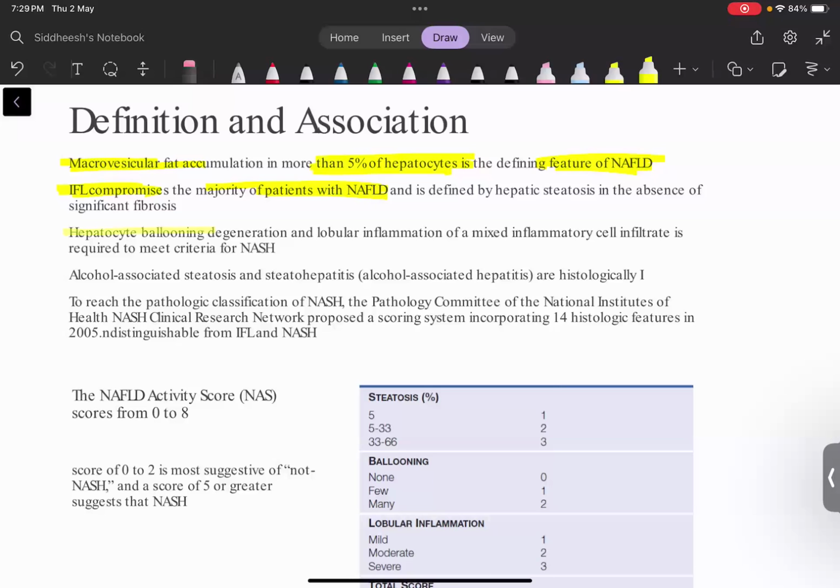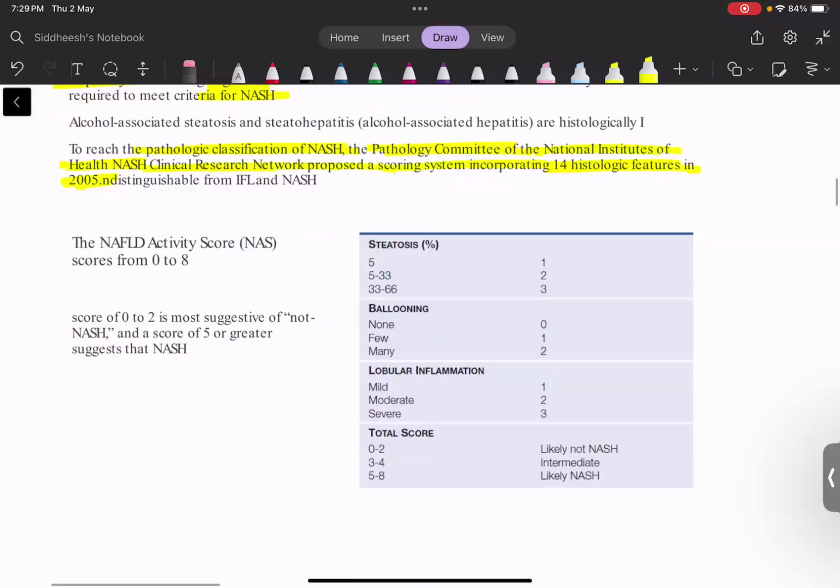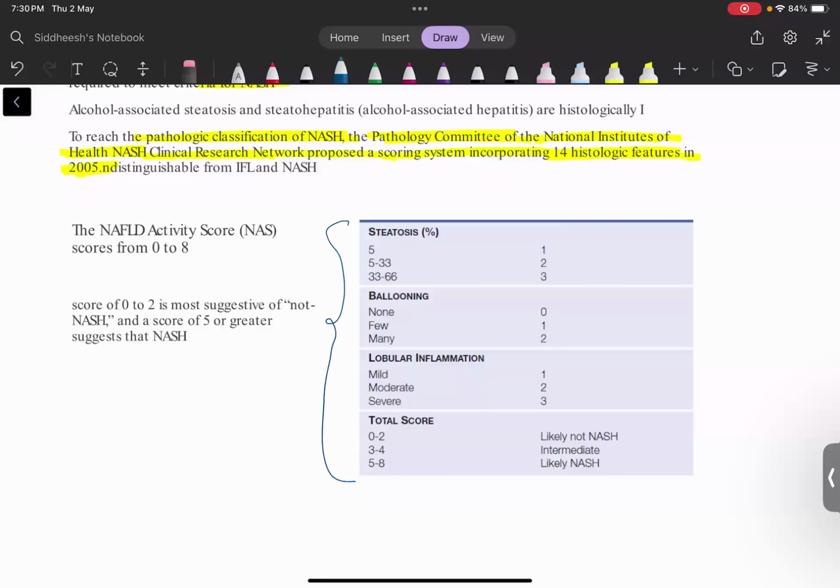Now, hepatocyte ballooning degeneration and lobular inflammation are the pathological features for NASH. To reach the pathological classification of NASH, the Pathology Committee of the National Institutes of Health NASH Clinical Research Network proposed a scoring system incorporating 14 features in 2005. This is the scale that will be used by the pathologist during the screening of your liver biopsy.